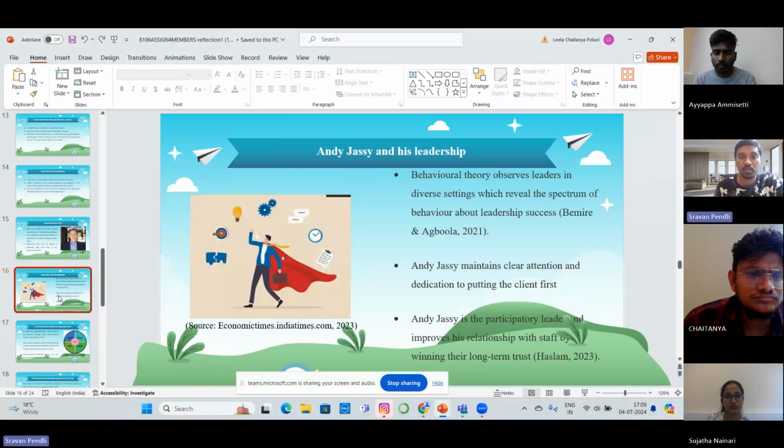Coming to the slide, Andy Jassy and his leadership. The most important part of Jassy's leadership style is collaboration. He tries to support the open communication and criticism that generate the innovation.